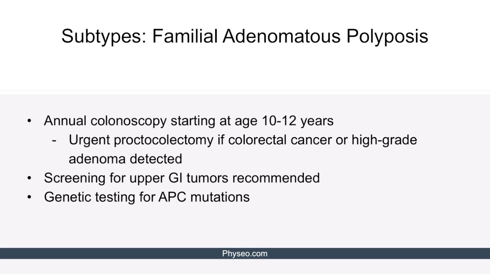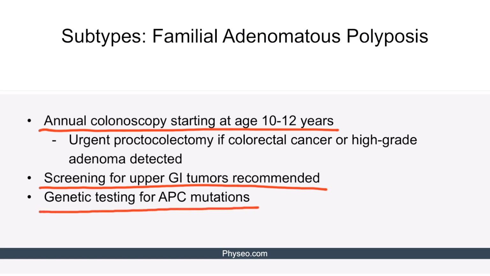Now, since these patients can develop colorectal cancer anytime after puberty, annual colonoscopy is performed, and that's starting at age 10 to 12 years old. Now, an urgent proctocolectomy is performed if colorectal cancer or any high-grade adenoma is detected. Also, screening for upper GI tumors is recommended, since patients with this condition have an increased risk of developing even those types of tumors. But we're not just dealing with colon at this point, you're thinking upper GI. So be on the lookout. Lastly, genetic testing for the APC gene mutations can be performed to confirm the diagnosis of familial adenomatous polyposis.